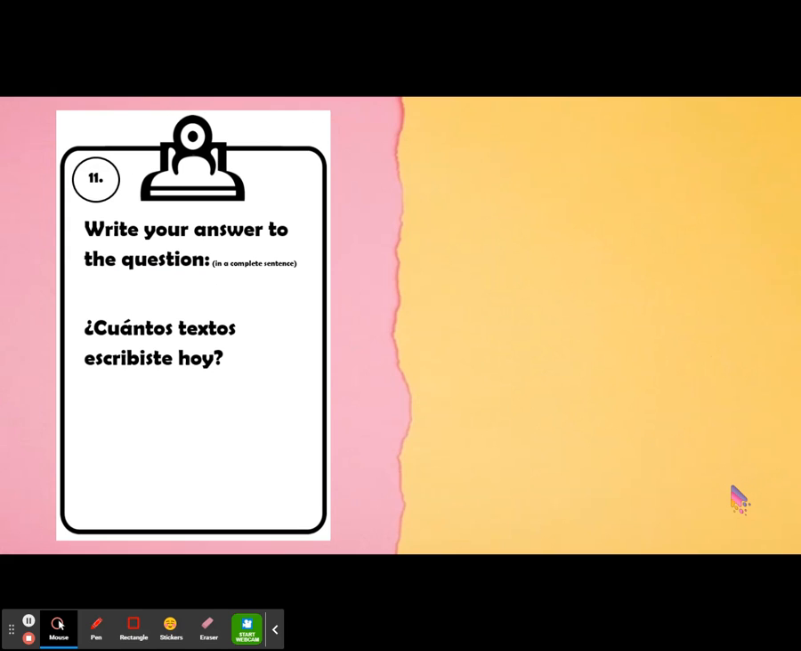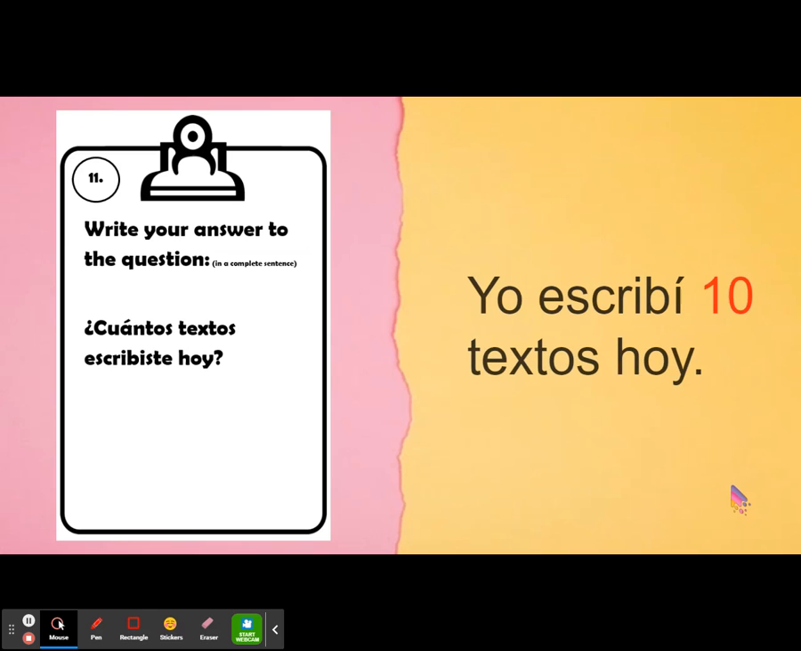All right, number 11, another question. Write down your answer to this question in a complete sentence. ¿Cuántos textos escribiste hoy? Okay, so how many texts did you write today? So you should have something along the lines of yo escribí, I wrote. Your number could be different. Textos hoy. Probably depends on what time of the day you're doing this.